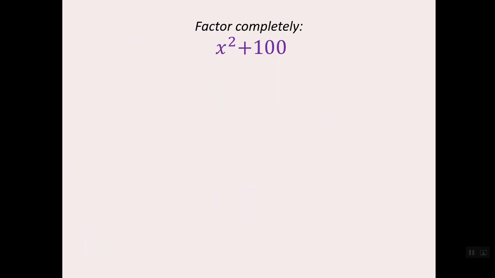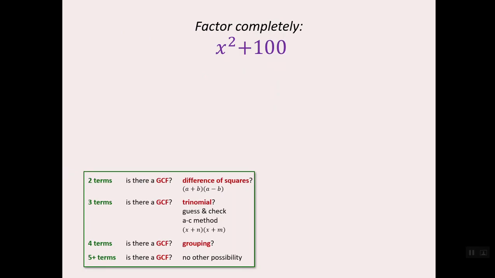All right, x squared plus 100. Same thing. What do we have? Two terms. Is there a GCF? No greatest common factor here, so that's not a possibility. Is it a difference of perfect squares? It is not, because it's not a difference, it is adding. So this one is prime, no factoring possible.